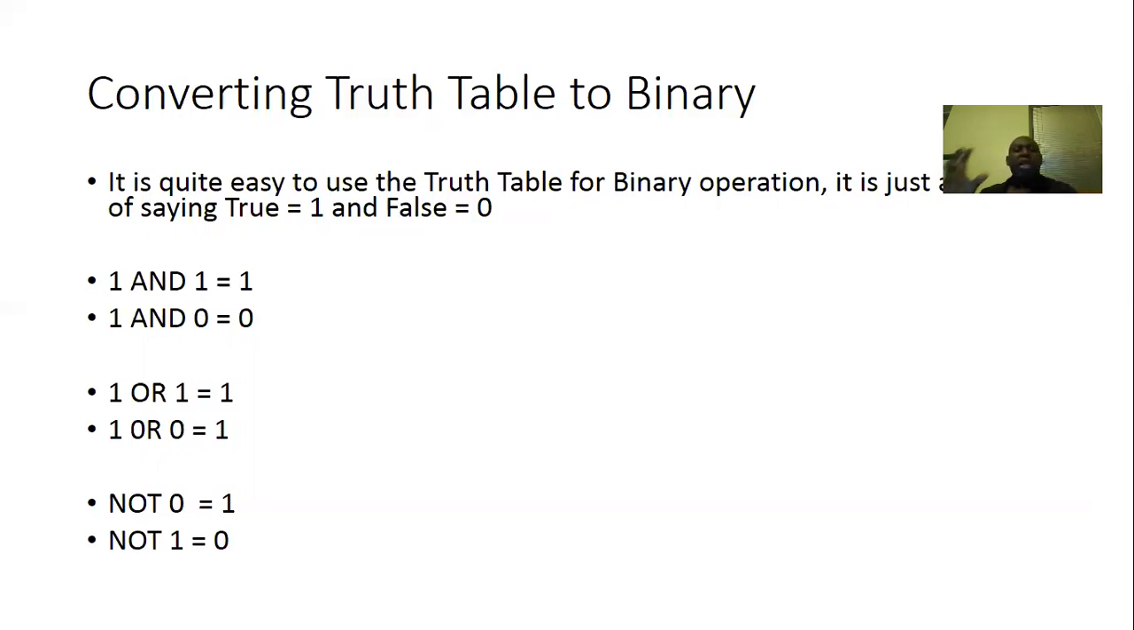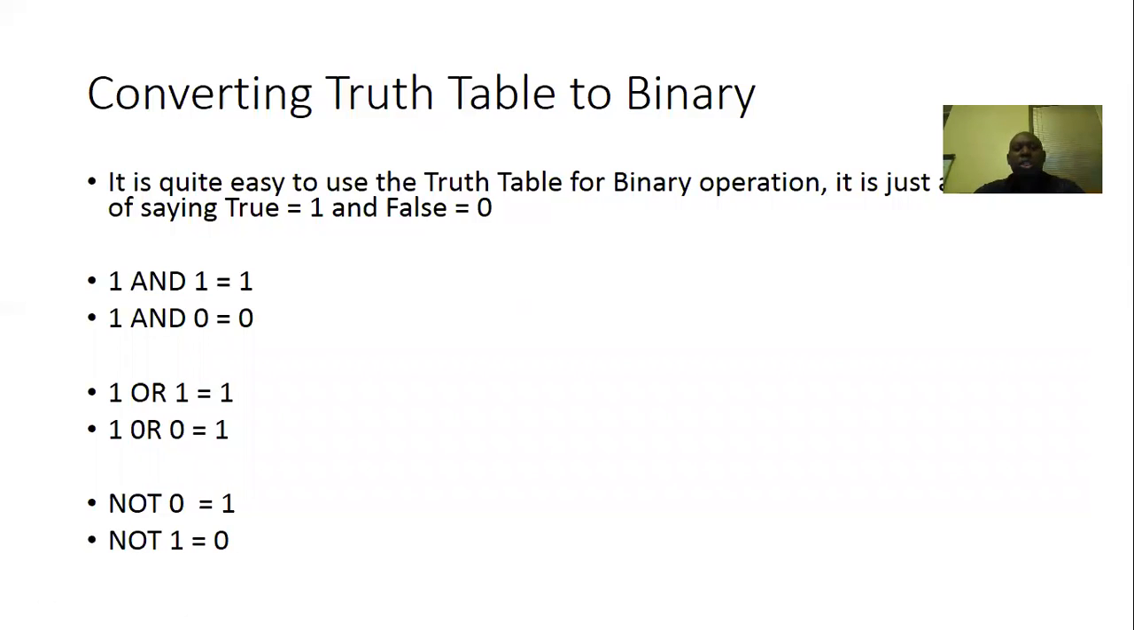You can easily convert it to a binary truth table, so that 1 and 1 is 1, 1 and 0 is 0, 1 or 1 is 1, 1 or 0 is 1, not 0 is 1, not 1 is 0. It is that simple. That is the truth table in a nutshell. Please let me know if you have any questions with regard to this.